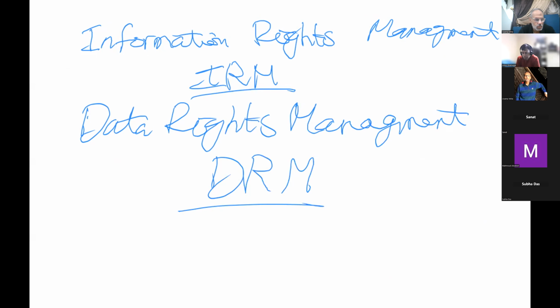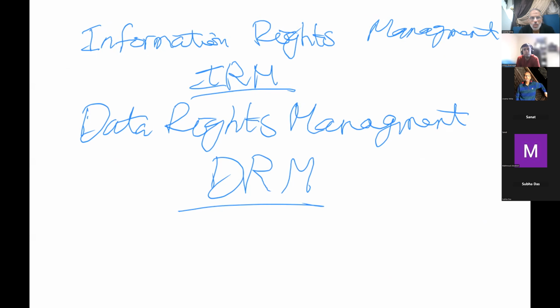Information rights means specifically the data is publicly viewed, whereas data rights management is basically that the data information is not public. It goes via certain management. This is what I think from the definition perspective.